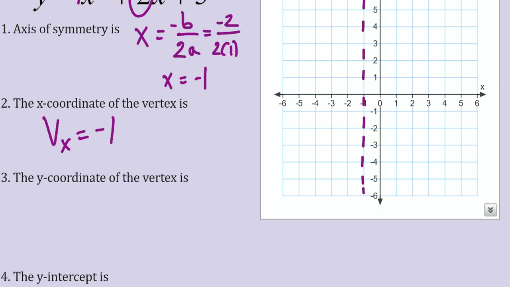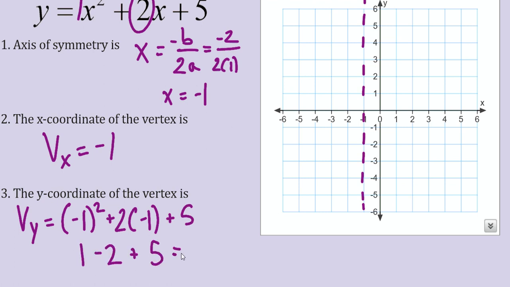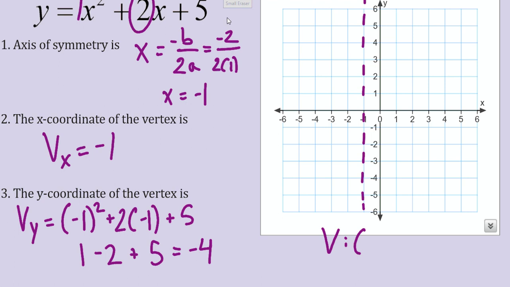Once I have an x-coordinate, how do I get a y-coordinate? I put it into x in the equation. So I put negative 1 in for x in the equation. Wherever I see an x, I'm going to put a negative 1 because that's the x-coordinate of the vertex. That'll make 1 minus 2 plus 5, which equals 4. So my vertex will be at, that'll be a positive 4. I don't know why I said negative. The vertex's coordinates will be at negative 1, 4.